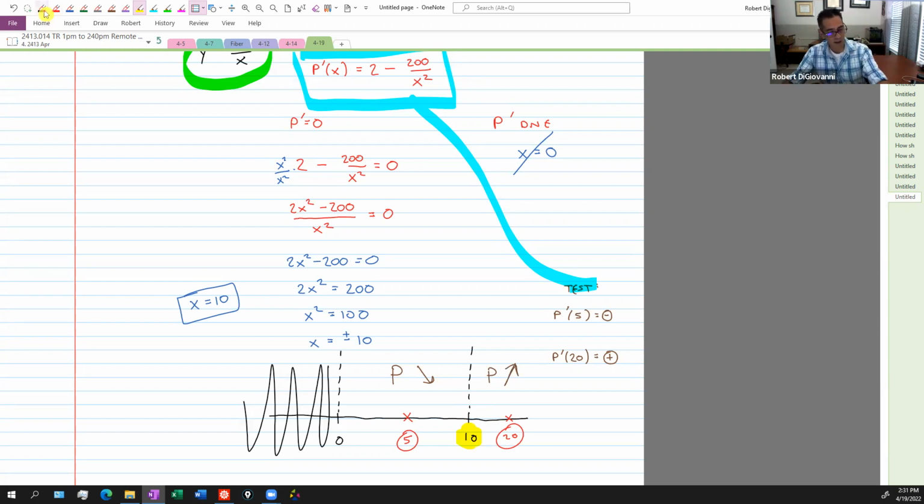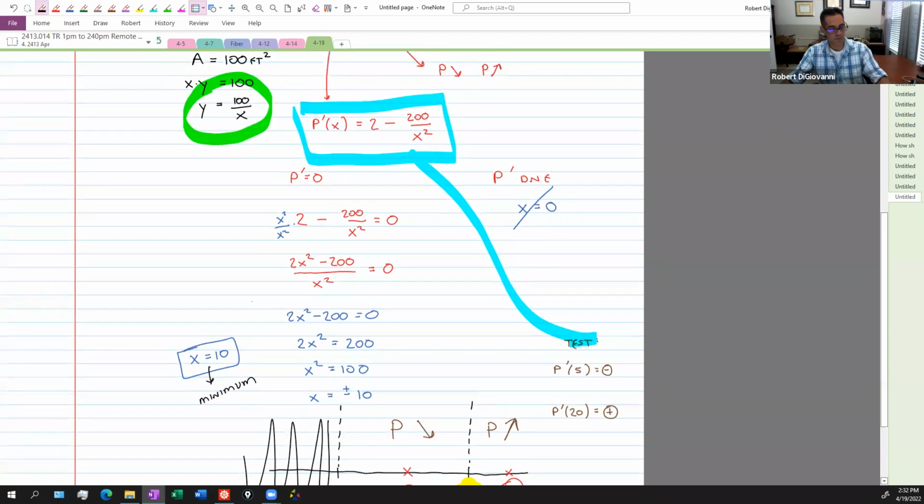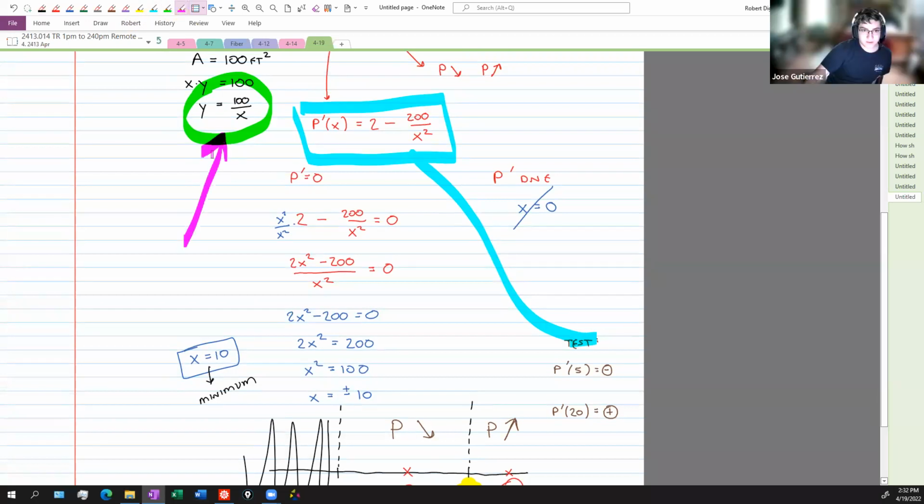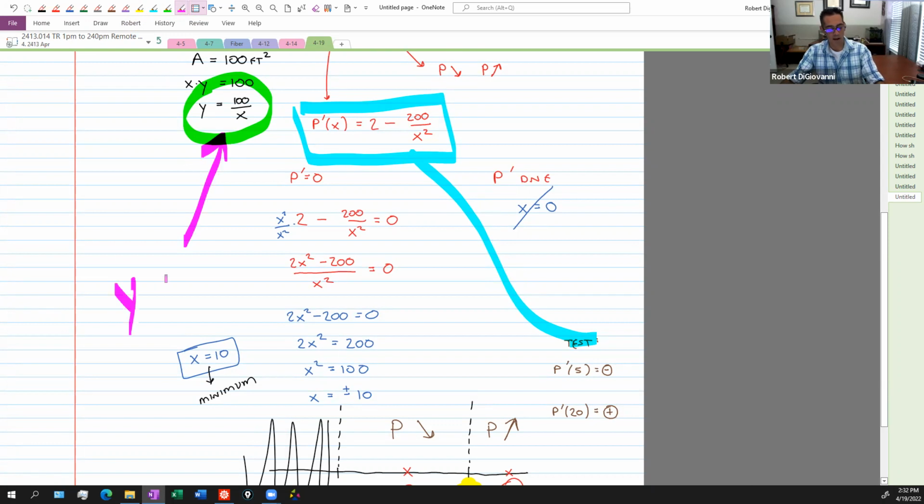So x equals 10 is where we'll get a minimum. Then what is y? How are you going to tell me what y is? Plug it into the constraint, right? That's how you can get y. And y here would be 10 as well, because you plug 10 in and you get 100 over 10, which is 10.